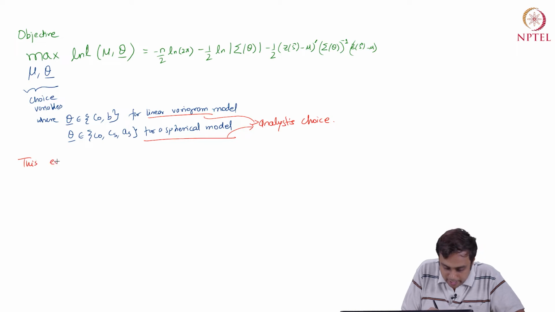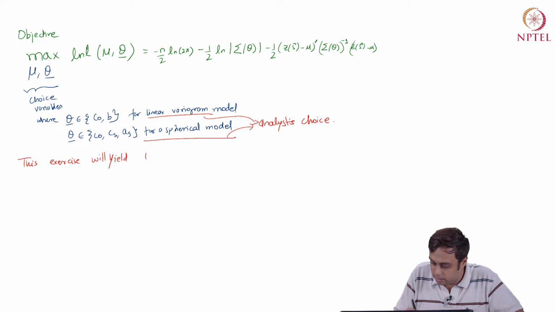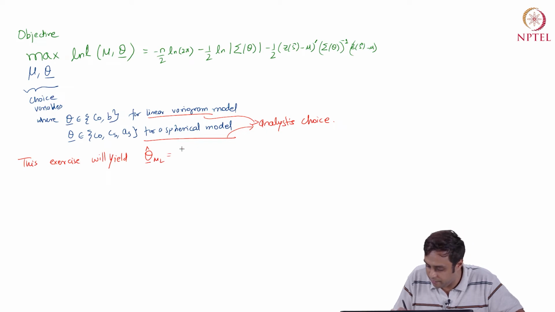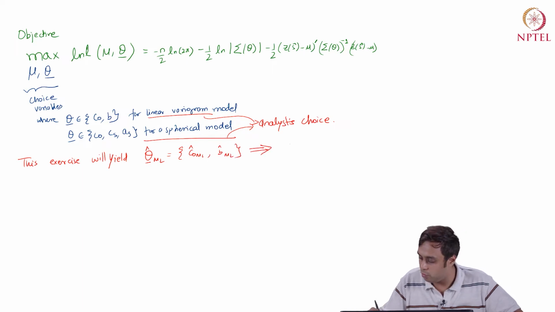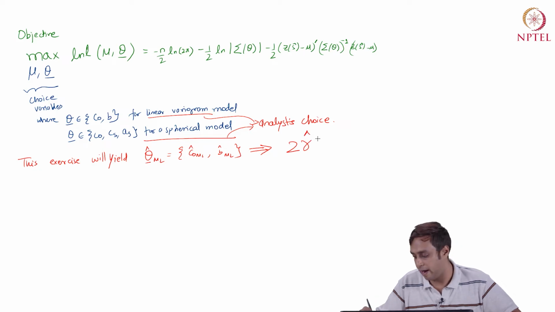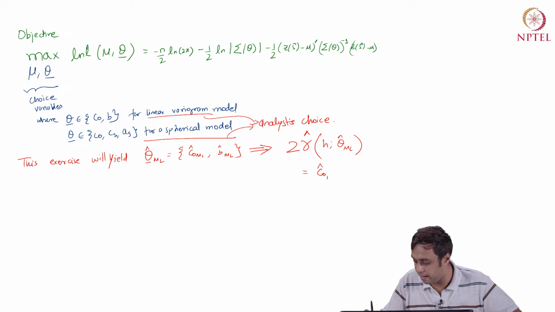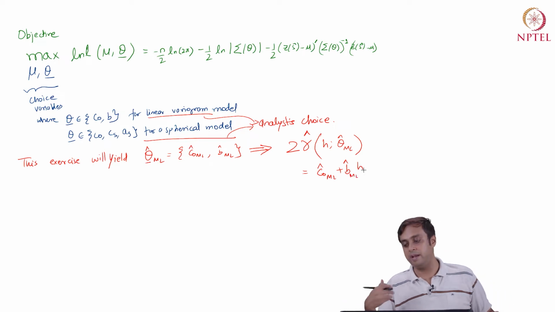Whichever way you go, you can write down the first order conditions, solve them, and this exercise will yield theta hat ml, right. In case of a linear variogram model, we will have C0 hat ml and we will have B hat ml, right. Once you have that, you will also have a data driven variogram, 2 gamma hat of h comma theta hat ml, which is nothing but C0 hat ml plus b hat ml times h.